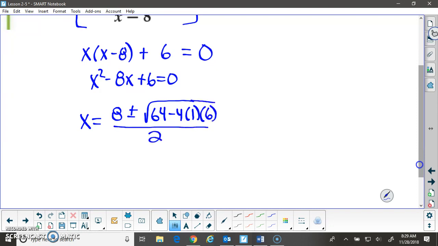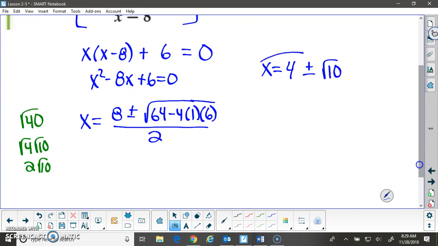So if it's not factorable, we'd use the quadratic formula. And in using the quadratic formula, you can see that we'll get 8 divided by 2. And then inside that square root, we get 64 minus 24, which is the square root of 40. Well, the square root of 40 can be broken down into the square root of 4 times the square root of 10, which is 2 square root of 10. But since that's still being divided by 2, my final answer is 4 plus or minus the square root of 10.